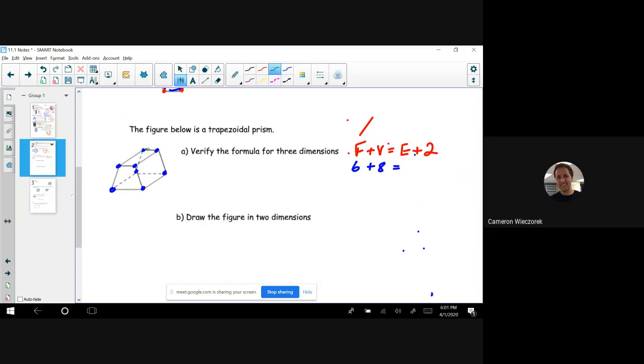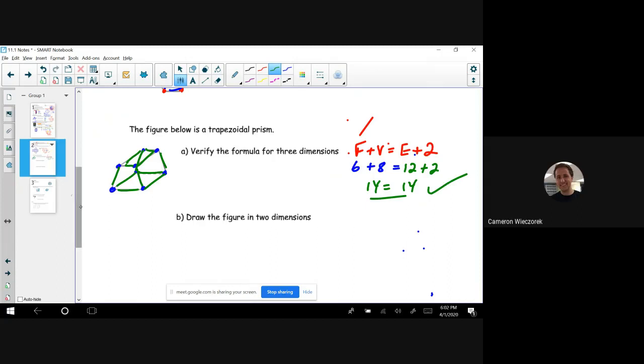Edges we'll do in green. 1, 2, 3, 4, 5, 6, 7, 8, 9, 10, 11. Oh, I missed one. Where'd I miss one? There it is. 12. 12 edges plus 2. And 14 does, in fact, equal 14.